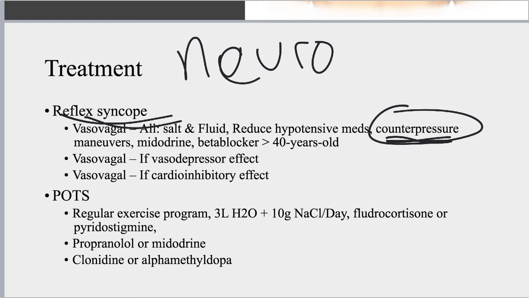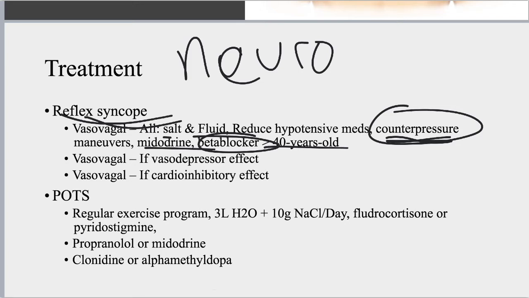Some things will suggest to add salt and fluid to the diet. Some things will suggest midodrine. I'm not really sure how beta blockers work in this treatment, but they are recommended for patients that are over 40. I know that with beta blockers over long term, there is an increase in inotropy, an increase in cardiac output that is sort of paradoxical, but it does happen.